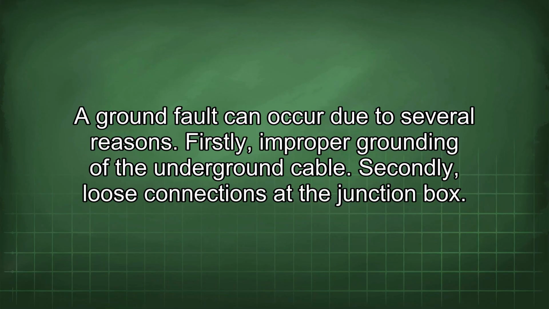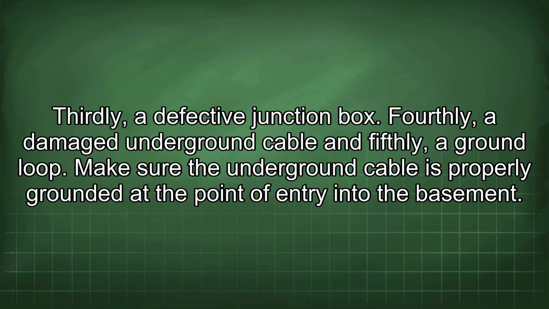Ground fault can occur due to several reasons. Firstly, improper grounding of the underground cable. Secondly, loose connections at the junction box. Thirdly, a defective junction box. Fourthly, a damaged underground cable, and fifthly, a ground loop.